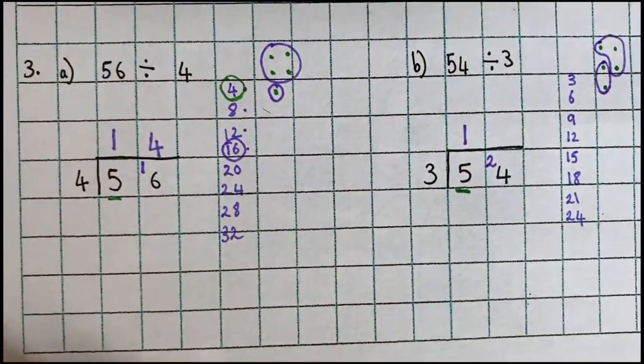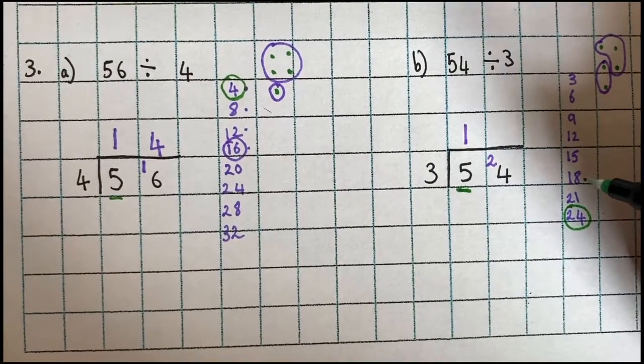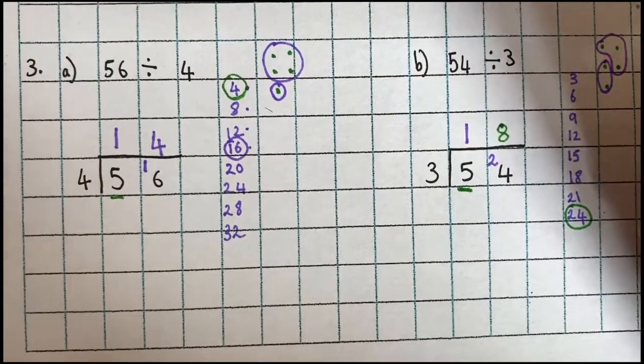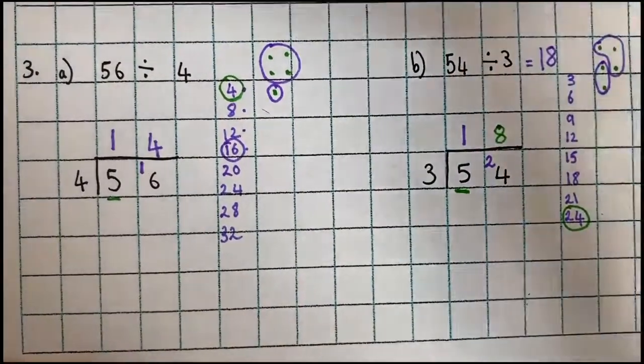So now I have 24. 24 is a multiple, and if you count, there are 8 3s in 24. So 54 divided by 3 equals 18.